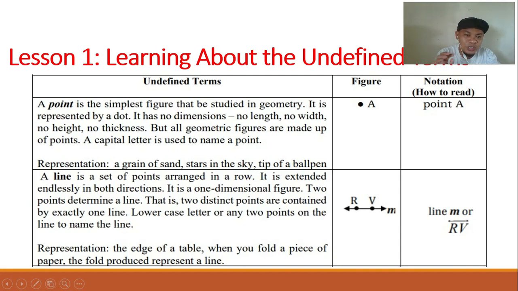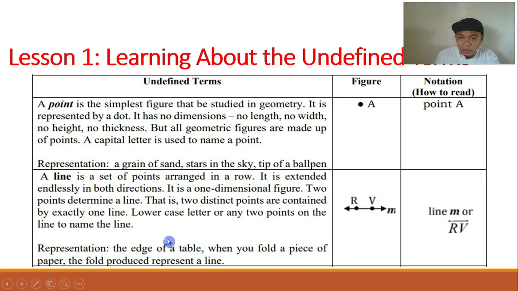Okay, so second one, line. A line is a set of points arranged in a row. It is extended endlessly in both directions. Ibig sabihin, walang katapusan, both directions. So it is a one-dimensional figure. Two points determine a line. That is, two distinct points are contained by exactly one line. A lowercase letter or any two points on the line are used to name the line.